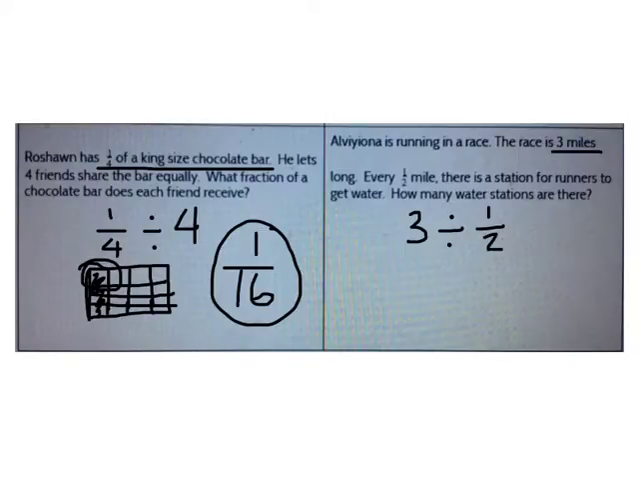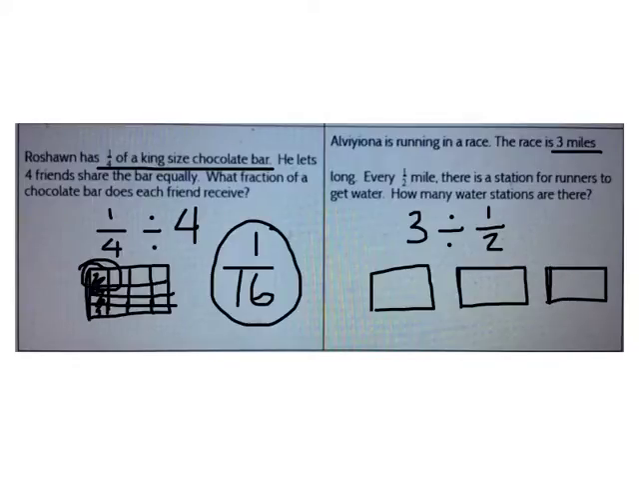What should I start my model with? I should start my model with 3 wholes. Go ahead and draw them on your paper now. How many pieces do I need to split each whole into? I need to split each whole into 2 pieces because 2 is the denominator of the fraction. And I'm going to label my halves. Do that now on your paper. So, how many 1/2 miles are inside of 3? How many water stations will there be? Well, there will be 2, 4, 6. 6 water stations.